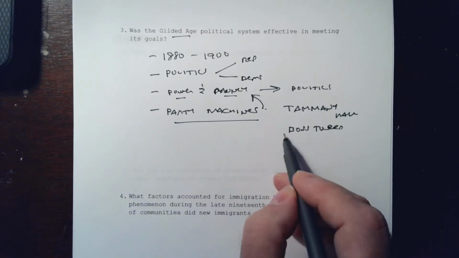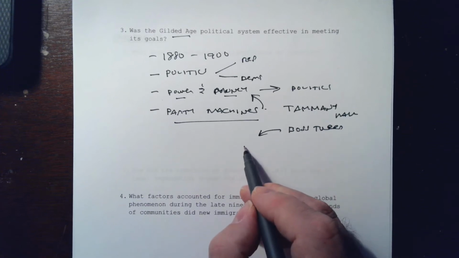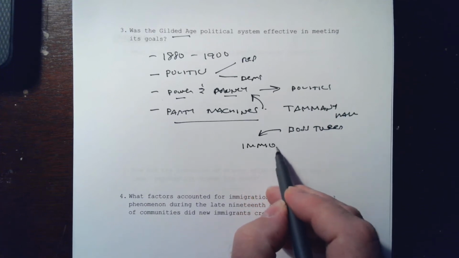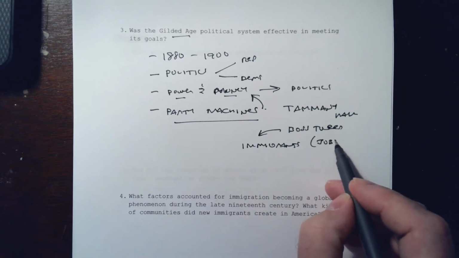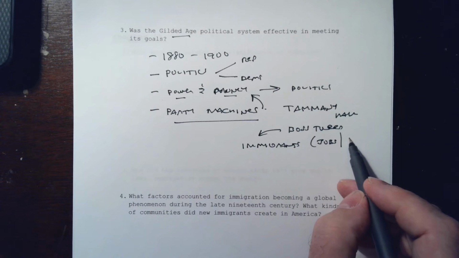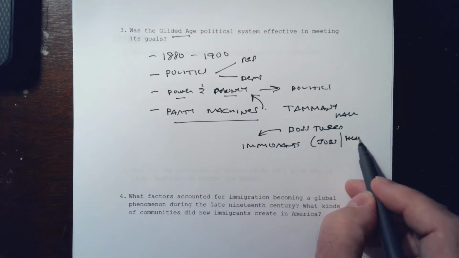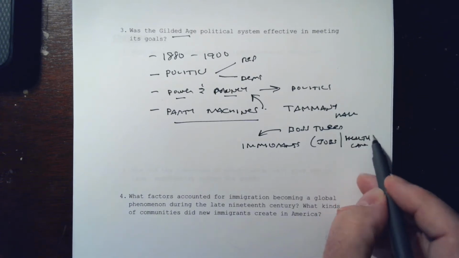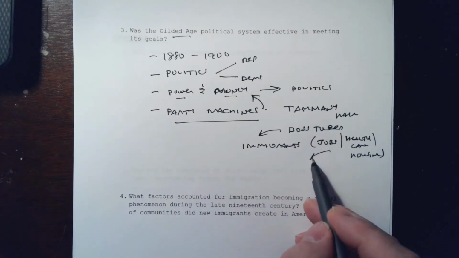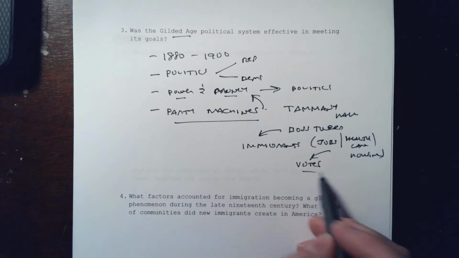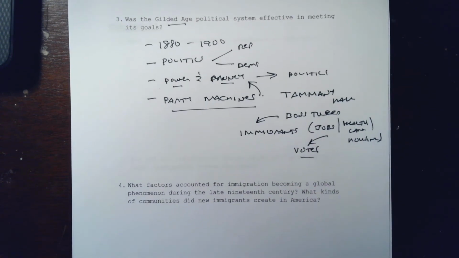And remember the story that I talked about, immigrants and how they exploited the immigrants, right? Jobs, healthcare, housing, right? And how they traded those things for votes, right? The poor Irish guy comes off the boat, doesn't have a job, doesn't have medical care, doesn't have housing, and he's willing to trade that, right?